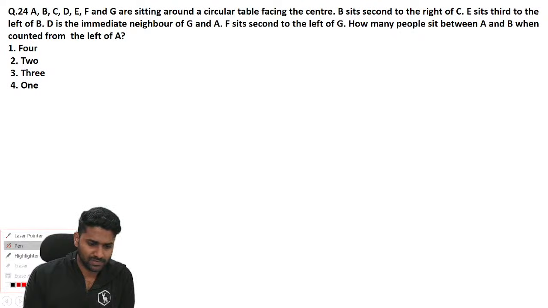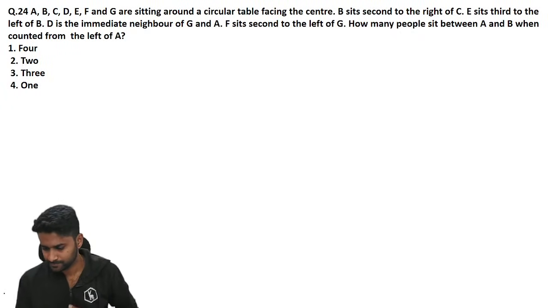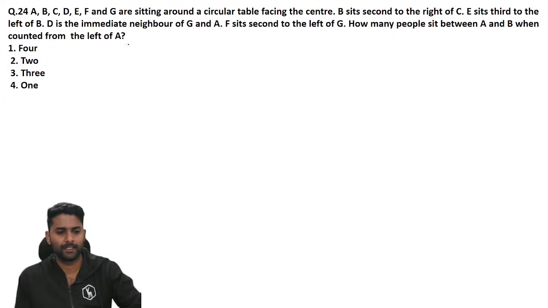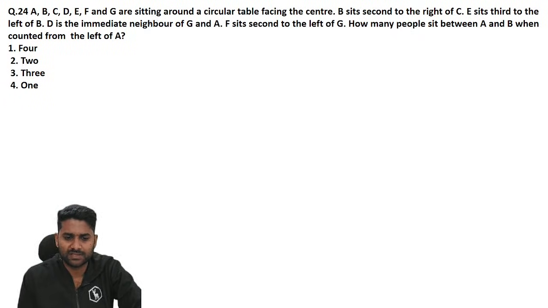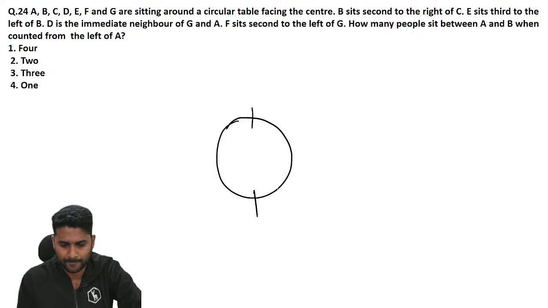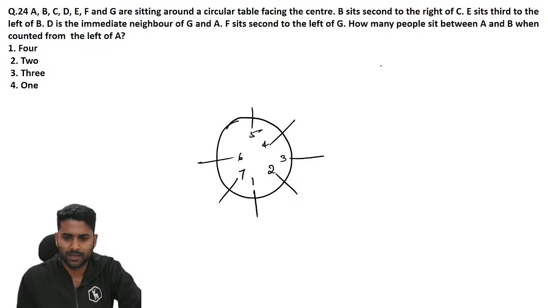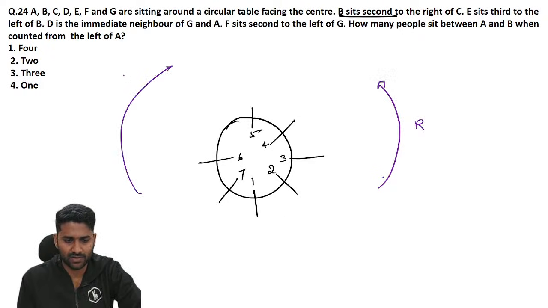See, circular table concept. So A, B, C, D are sitting at a circular table, facing the center. Total 7 places. Again, for your reference, I am just taking the numbers. 7 places, and the information says all are facing the center. So remember that your respective facing is always the center. So these are the right side people and these are the left side people.